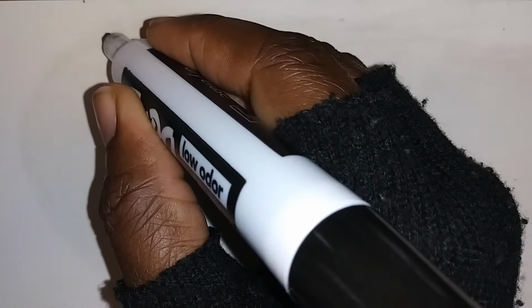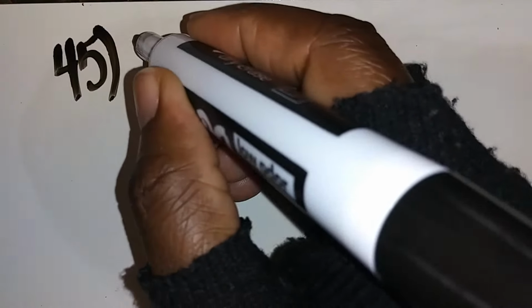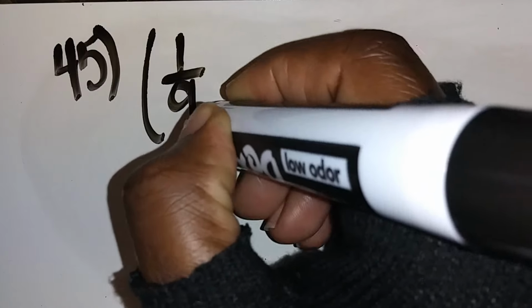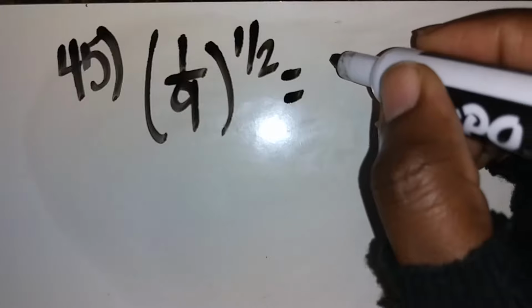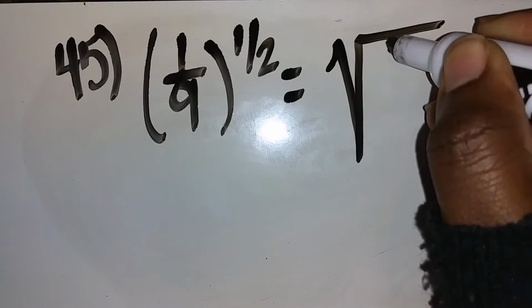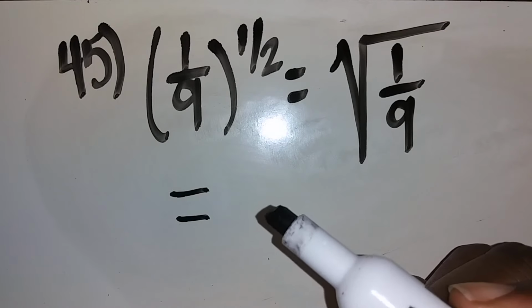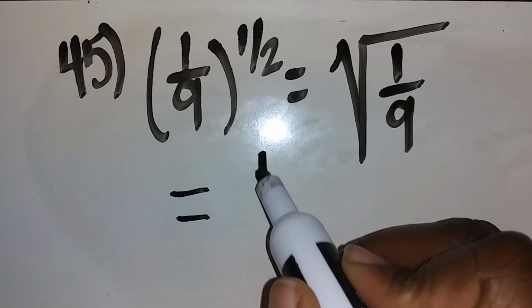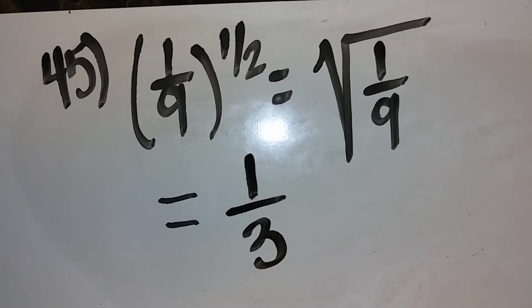Number 45, I have 1/9 raised to the 1/2 power. I want to rewrite this as the square root of 1/9. And we're going to take the square root of the numerator and denominator. So the square root of 1 is 1, and the square root of 9 is 3. And that is my answer. Again, all of these things you can type into your calculator as well. So it's very easy to put in the calculator.